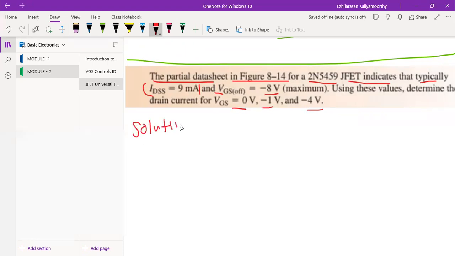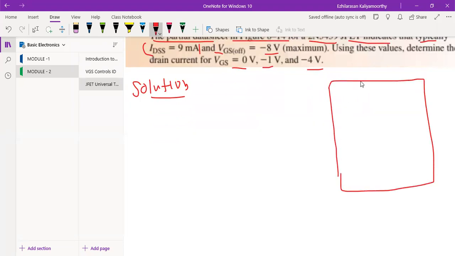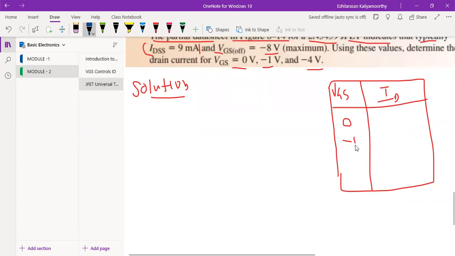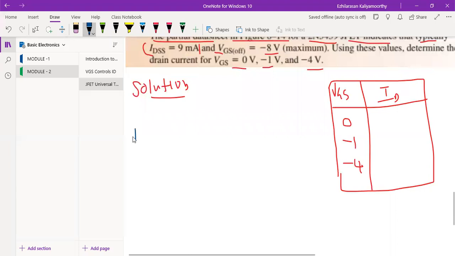So now how can we do this problem? Very simple. You create a table, so better. Let me create a table. This is your VGS. They asked to calculate ID. So the first value is 0, the second value is minus 1, the third value is minus 4. So totally these many values are given. To calculate that, let us write the formula. Already we know the formula.